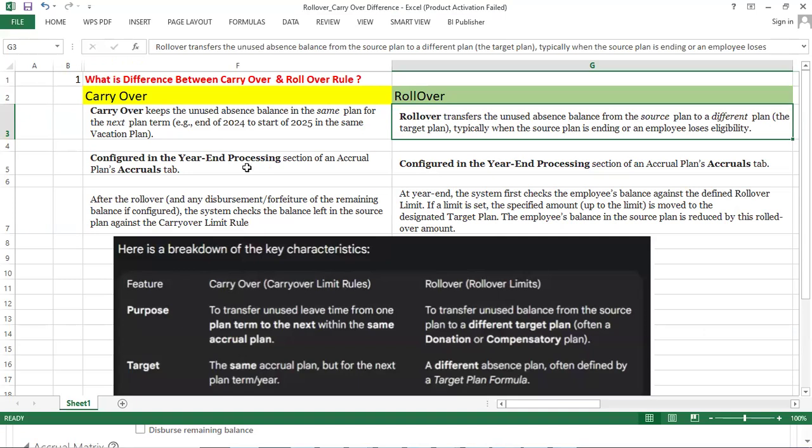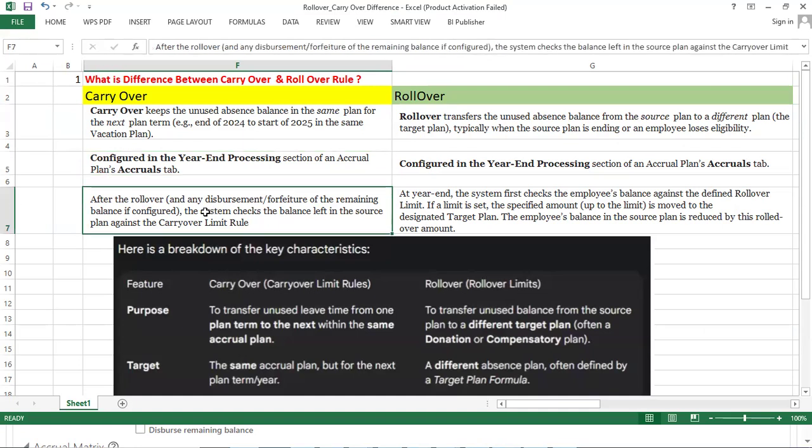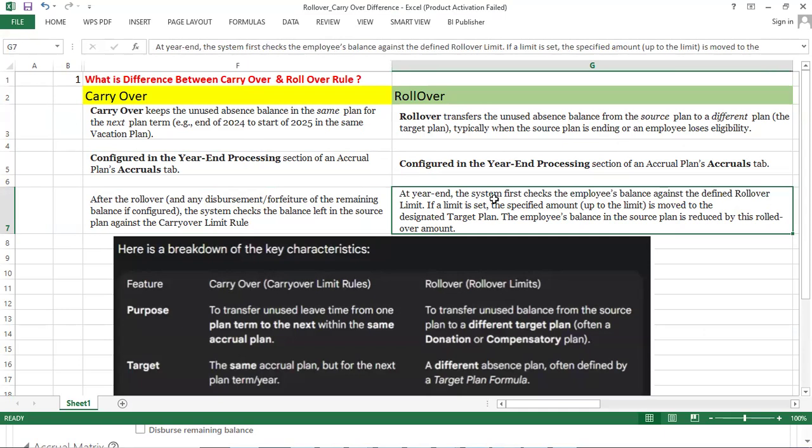So both of these things we are going to process as year-end processing in the accrual plan. After the rollover, if there is any balance, we carry it over. We do rollover at the end of the year, and if the employee is going to be defined with a rollover limit, the balance source plan is also mandatory. The source plan is mandatory here.